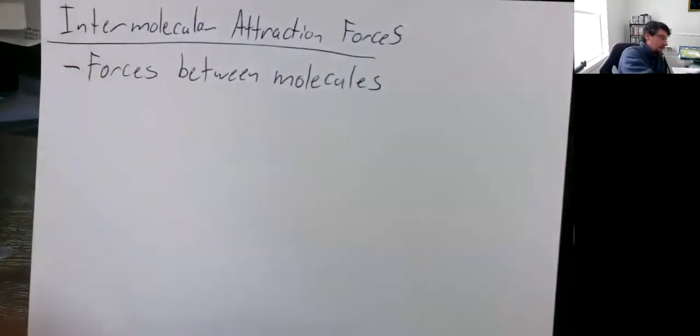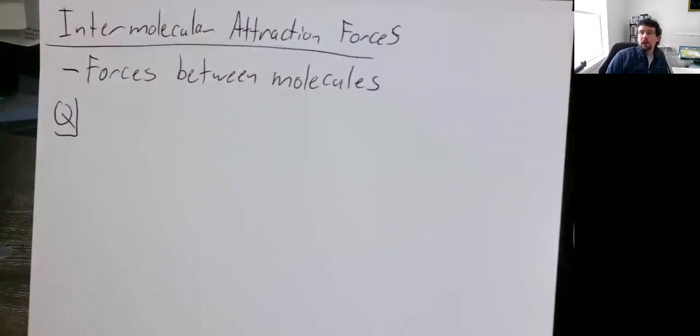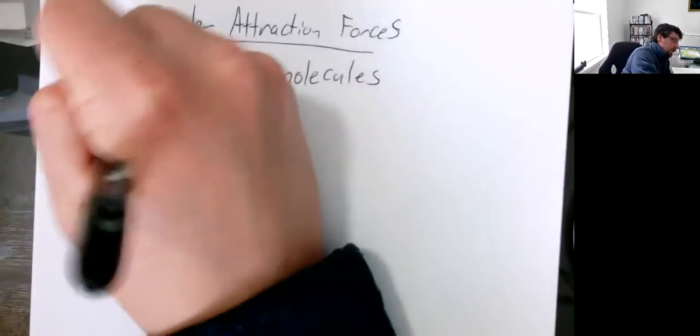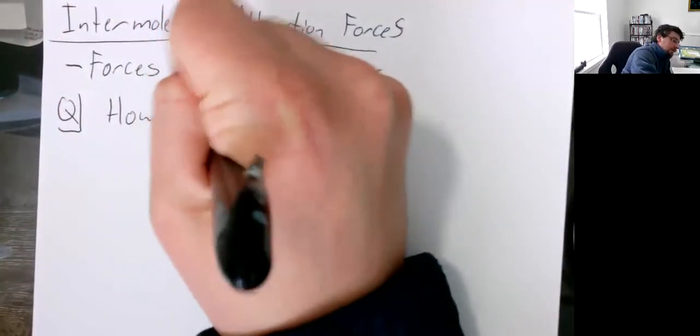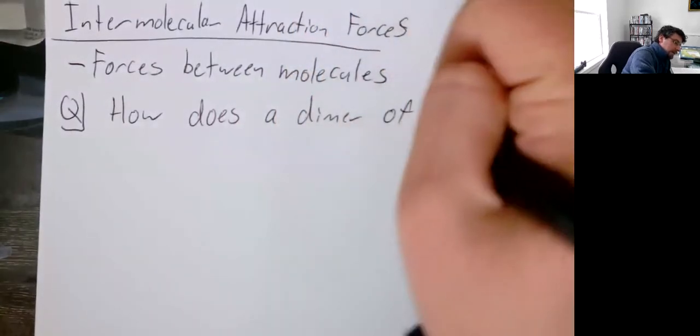So let's look at an example of this. We're going to ask, how does a dimer of water interact? What I mean by a dimer is two of the molecules interacting with one another.